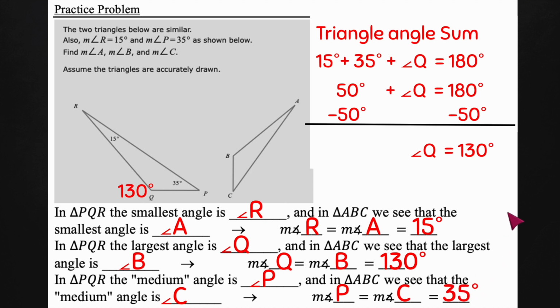All right, so that is looking at corresponding angles for a similar triangle or polygon, because you can also do this with any shape. It doesn't just have to be a triangle, although if they're giving you missing angles, it's probably going to be a triangle.